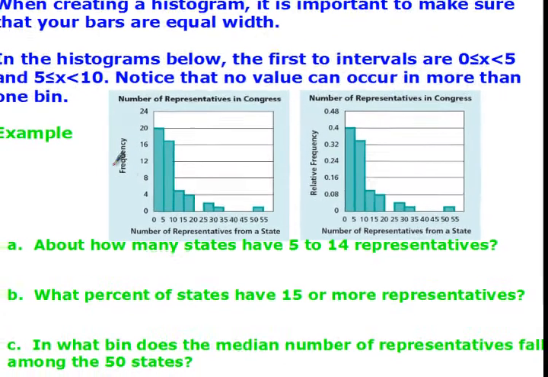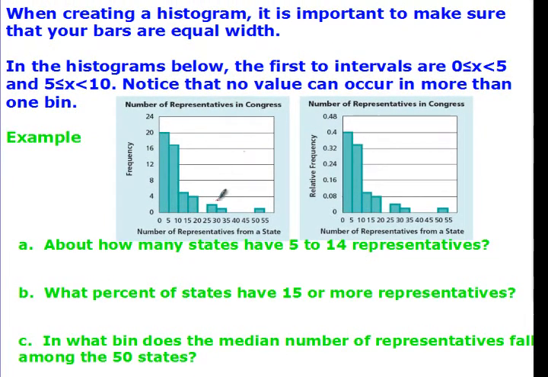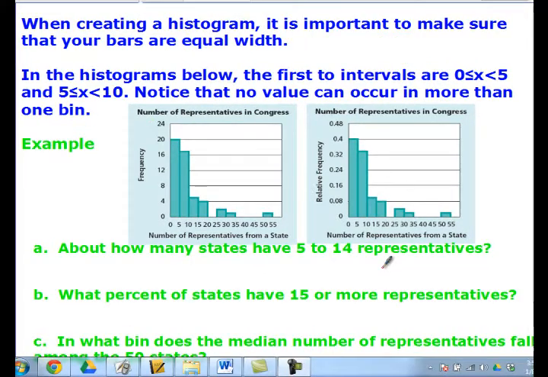So let's look at our examples. Here we've got two histograms. We've got a frequency histogram. We have a relative frequency histogram. If you notice, they look identical. The only thing that's different are the numbers going up the sides.